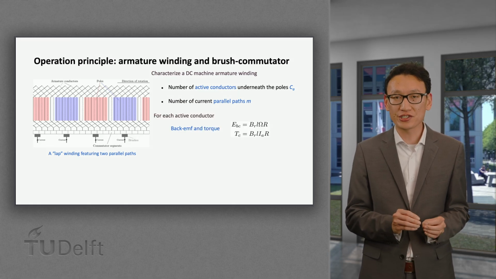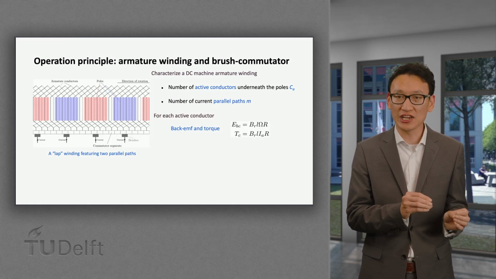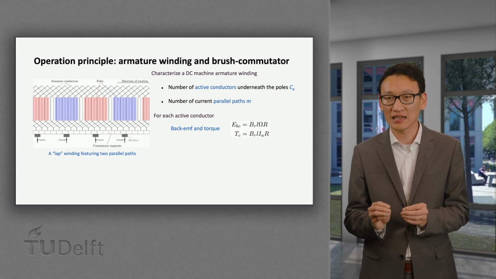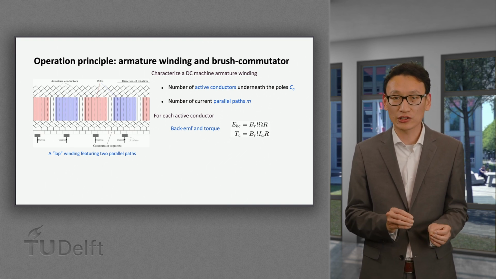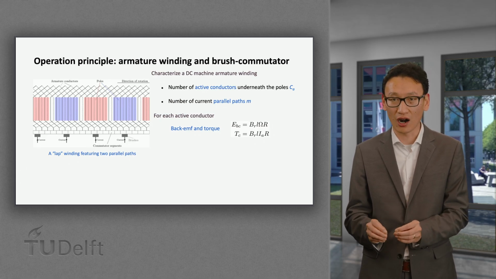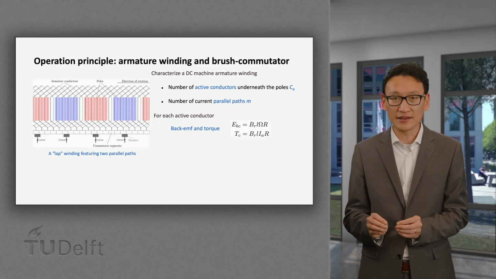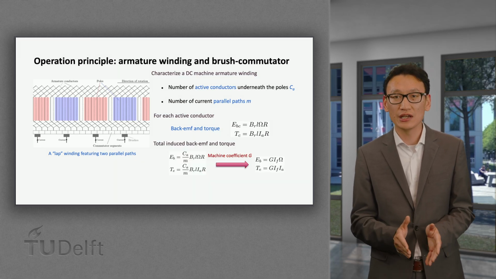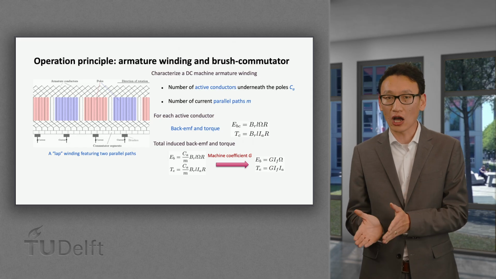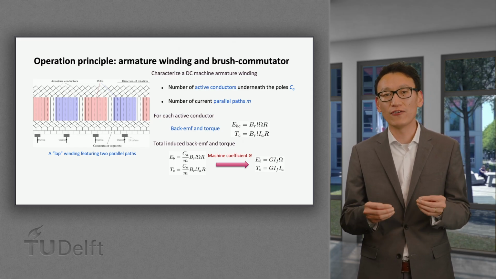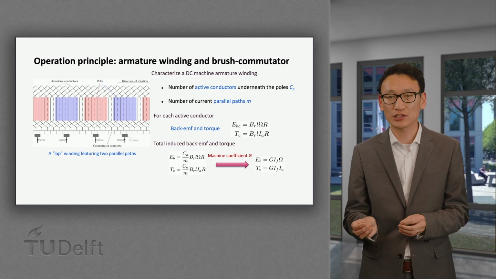Then the induced voltage or back EMF in each conductor is given by B_R times l times omega times r. The torque is derived from the Lorentz force as B_R times l times I_A times r, where I_A is the current in the armature conductor. The total induced voltage in the armature winding and the total torque on the rotor can be calculated by summing up those for each conductor, as shown on the screen.